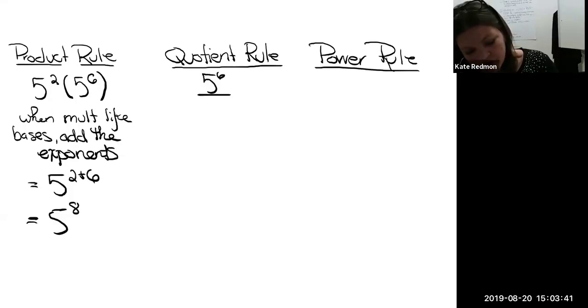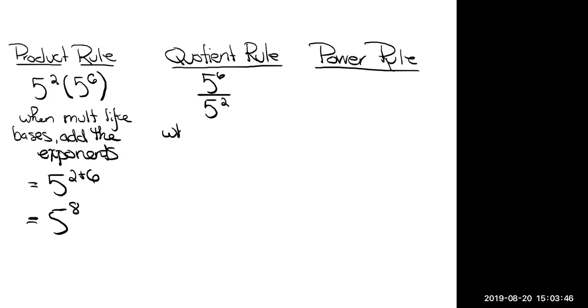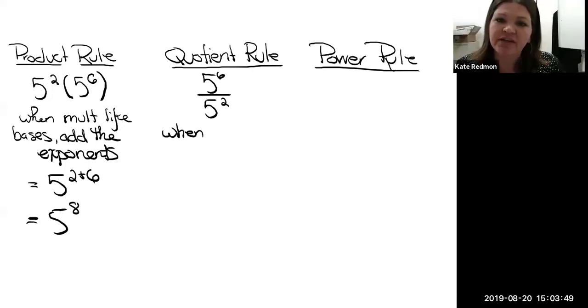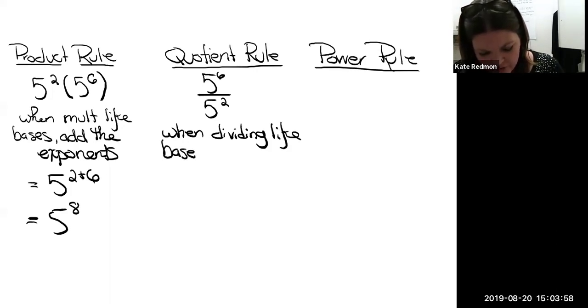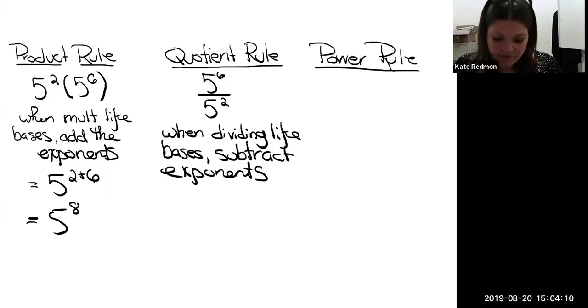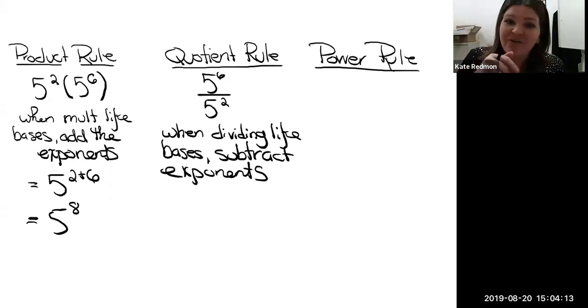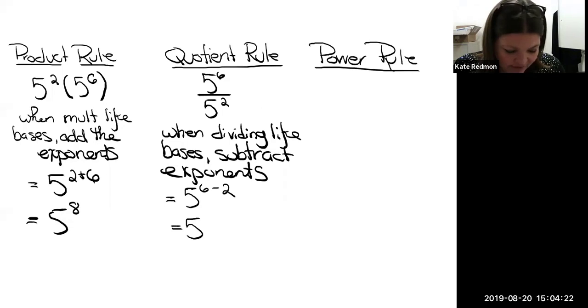Quotient rule. We learned the word quotient last class as well. What did we say that meant? Division. So the quotient rule tells you what to do when you have exponential expressions dividing. When dividing like bases, it says, and I keep using this phrase like bases without defining it, what do you guys think I mean when I say like bases? The same. They're both 5s. Good. So when dividing like bases, we saw that it would just cancel out. 2 of those 5s on the bottom would cancel with 2 of those 5s on the top, so I could just subtract my exponents. So that would be the same as 5 to the 4th power.